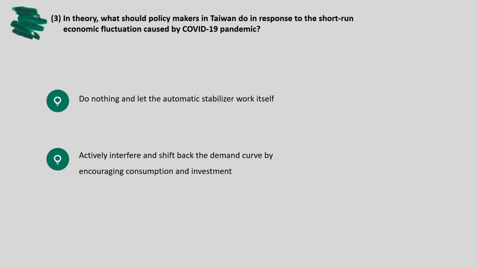Theoretically, there are two arguments. The first one says that the government can simply do nothing and let the automatic stabilizer work by itself. The second one says that the government should be actively involved and shift back the aggregate demand curve by encouraging investment and consumption. Some practical ideas are money injection or lowering the interest rate.